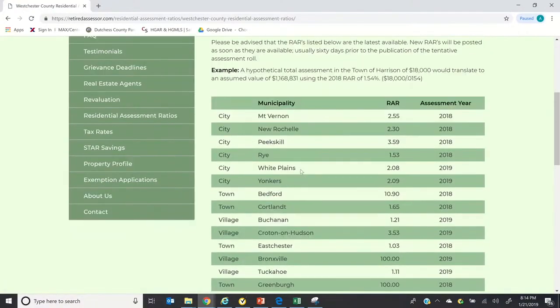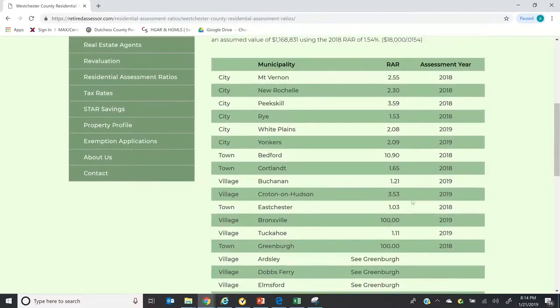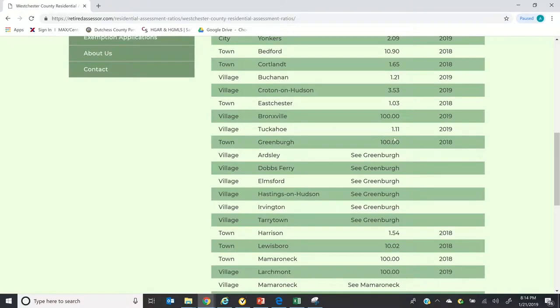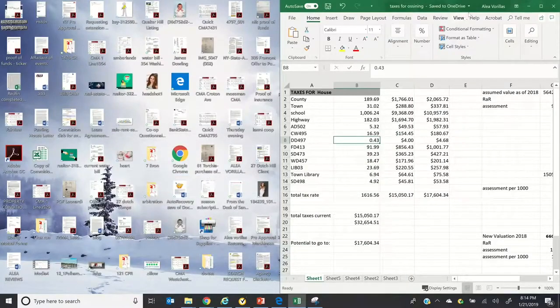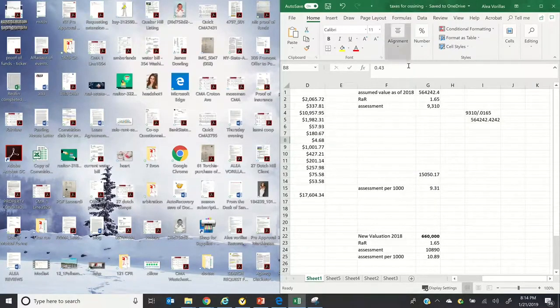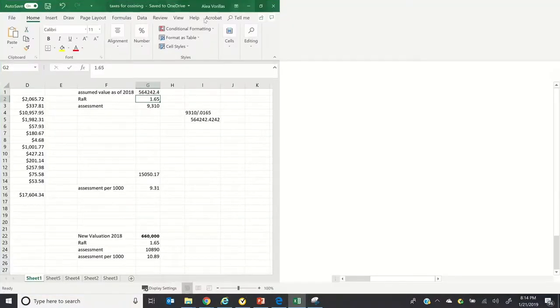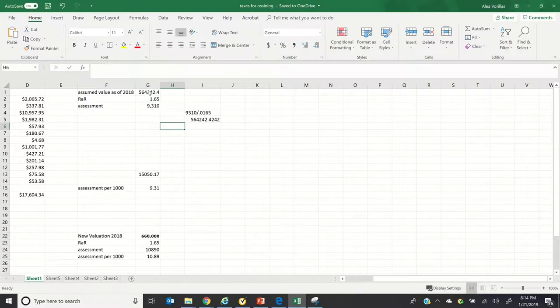So for Westchester County, I'm in town of Cortland, it's 1.65. This is what it is for all the other municipalities. You'll notice a lot are 100% equalization. What that means is that your tax rate, your assessment looks more like your full market value than it does like this. So I notate my RAR, and the next thing I want to do is figure out my fair market value from that.